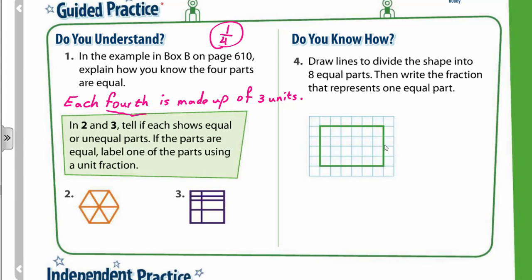In question 2 and 3, tell if each shows equal or unequal parts. Of course, you know the meaning of equal and unequal. Unequal means not equal. If the parts are equal, label one of the parts using a unit fraction. Okay, Abdurrahman Sadoun.